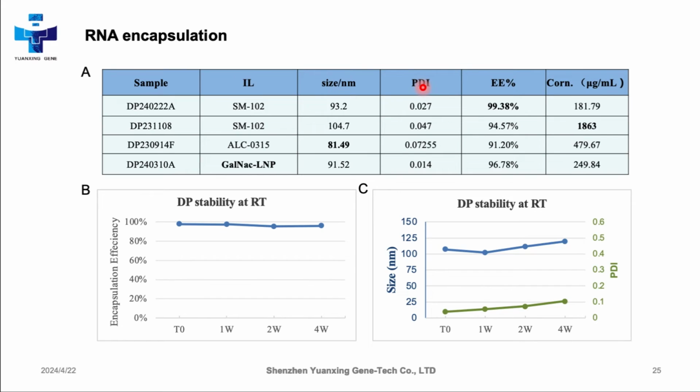The encapsulation efficiency is maintained above 90%, and some can reach almost 100%. And the maximum concentration of the encapsulated substance reaches nearly 2 milligrams per milliliter. Furthermore, the encapsulation efficiency, particle size, and the PDI of the formulation remain stable after storage for 4 weeks at room temperature.